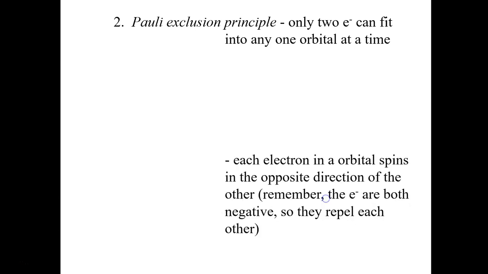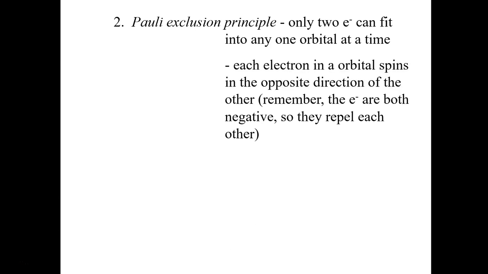Now, why only 2? Well, remember, electrons are negative. They repel each other. And electrons also spin. So if you have an electron spinning, let's say, clockwise, then the other electron is going to want to spin counterclockwise. What other spins are there? There's only clockwise and counterclockwise. There's only 2 spins. So there's only 2 electrons that can fit in there.